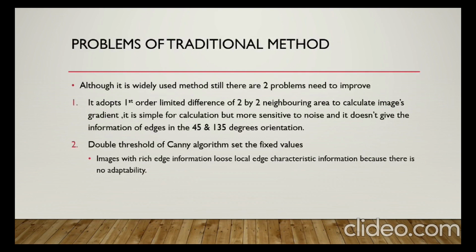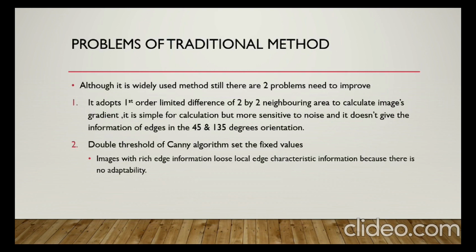I already mentioned in the previous slide, mainly it has two problems. First one is it is very sensitive to the noise. By using the 2 by 2 neighboring area, it doesn't give the information about the 45 degrees and 135 degrees orientations edges information. That means if the edge gradient is in the direction of 45 degrees and 135 degrees, we are going to lose those edge information, and it is very sensitive to the noise. This is the first problem.